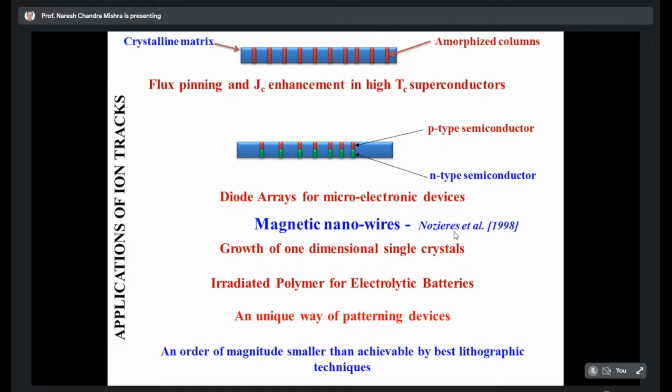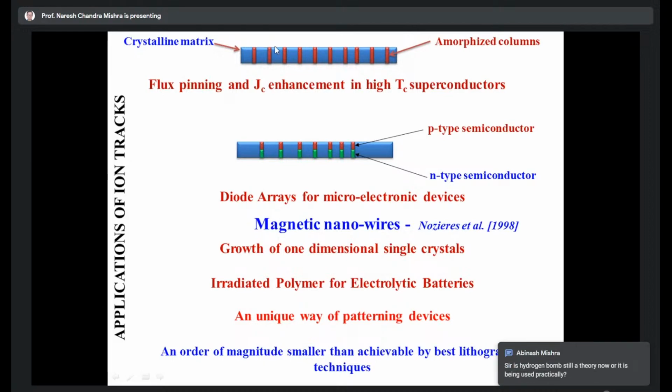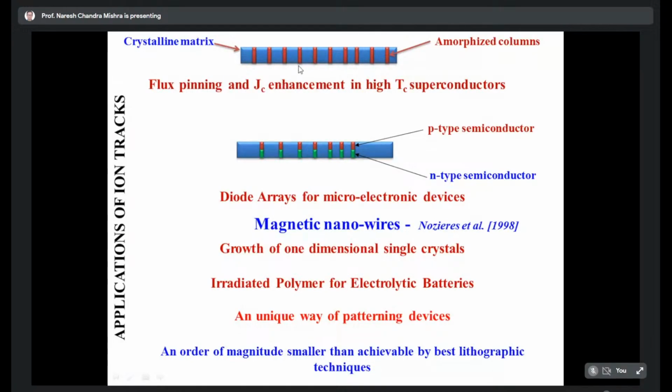If you do not etch out, if you just leave it, these insulating, non-superconducting tracks embedded in a superconducting matrix can be used to pin magnetic fluxes and enhance the critical current by orders of magnitude. You can dope, you can put p-type semiconductors from one side, n-type semiconductors from the other side, in these holes, and create arrays of p-n junctions. Many such applications. Let me not go into that.